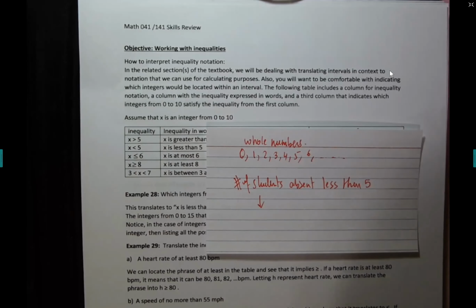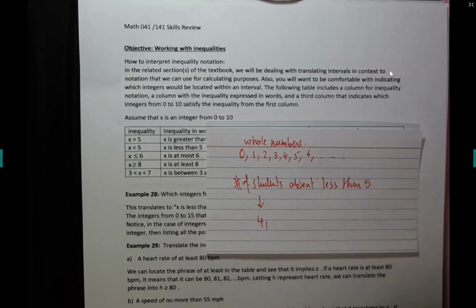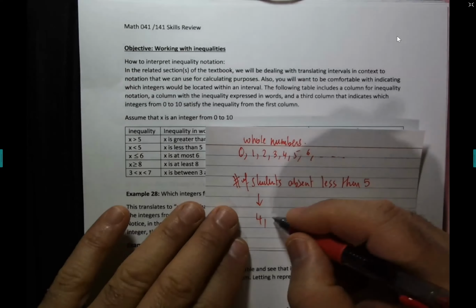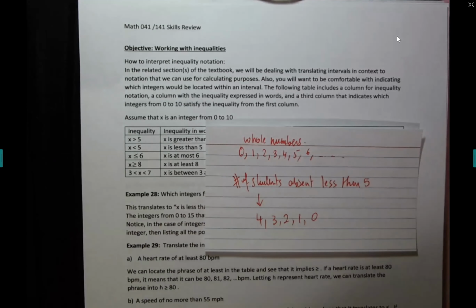4. Is that it? Could it be anything else? 3, 2, 1, 0. Don't forget the 0. Exactly. So less than 5, and x is a whole number. It is 4 or 3 or 2 or 1 or 0. It's one of them. Okay, good.